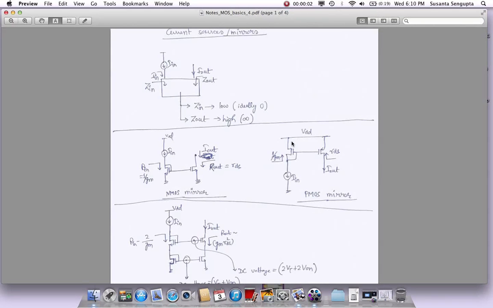So let's look at some of the current mirrors. I have the heading there as current sources / mirrors, but these are really more like current mirrors. These are not really current sources. So what happens is current sources are actually generated by certain circuits on the chip, which will generate a current.